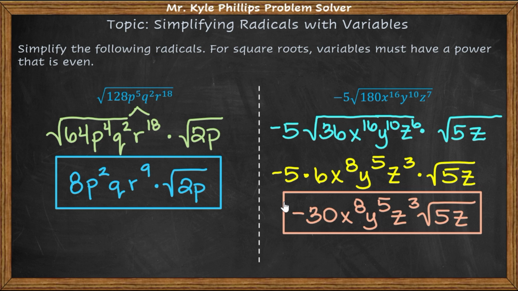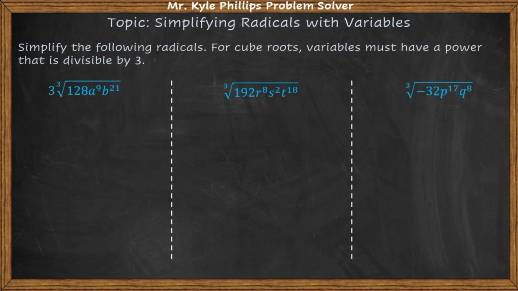Now, this is how you simplify when you have numbers under the radical and variables, but these are square roots. Let's take a look at what we would have if we had cube roots. So here when you have cube roots, the only difference is the variables must have a power that is divisible by 3. So whatever your index here is, all of your variables, you want them to be divisible by this number. So I'm still going to do the same thing.